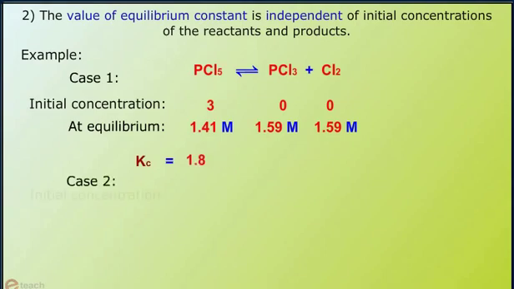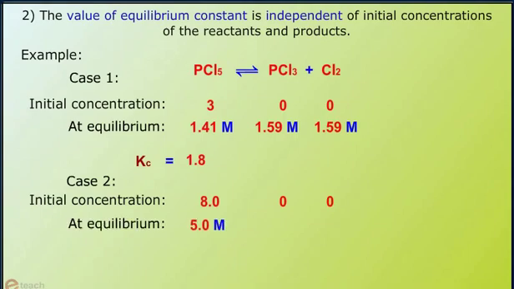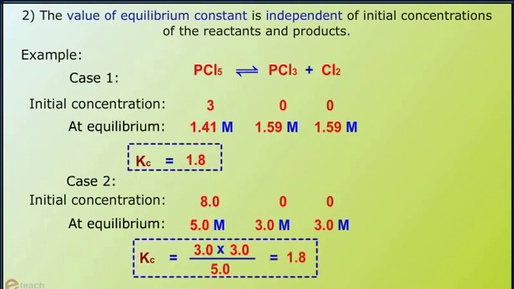For case 2, let the initial concentration of PCl5 equal 8 and that of PCl3 and Cl2 equal 0. So at equilibrium, the concentration of PCl5 equals 5 and that of PCl3 and Cl2 equals 3. For this case also, Kc equals 1.8.